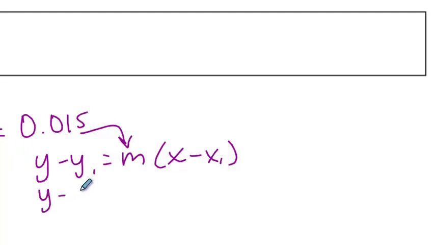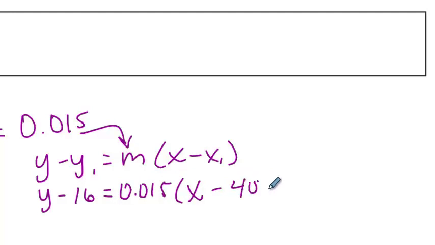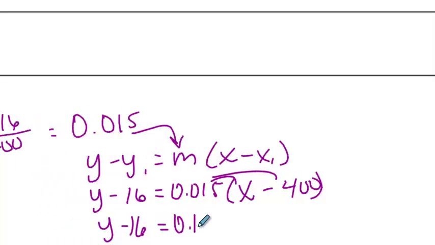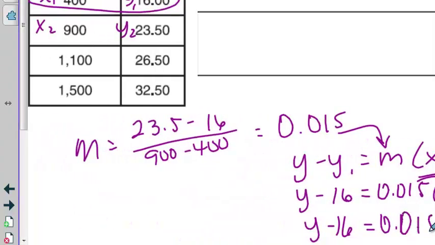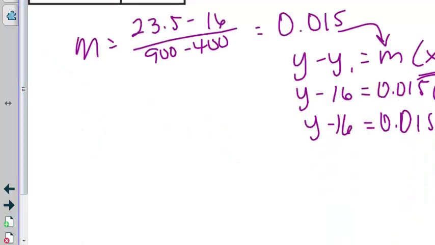So we have y minus y1, which was 16, equals 0.015 times x minus, what's x1? 400. So when I simplify this, I have y minus 16 equals 0.015 x, what's that times 400? 0.015 times negative 400.